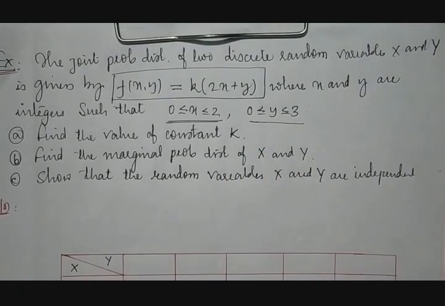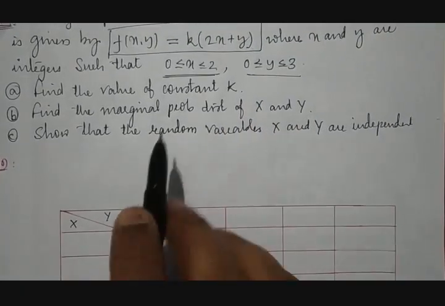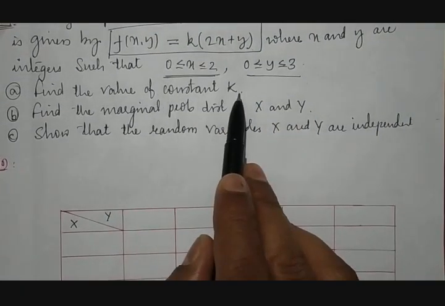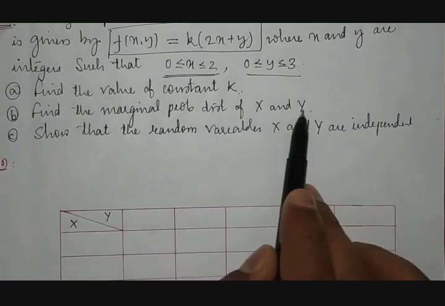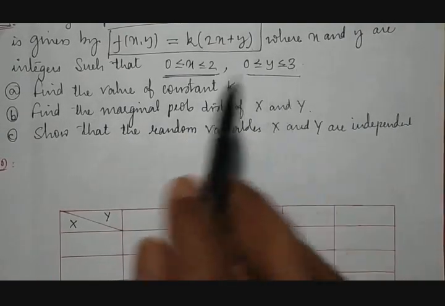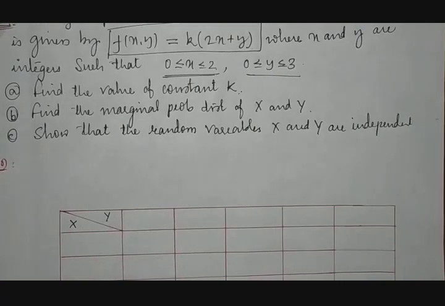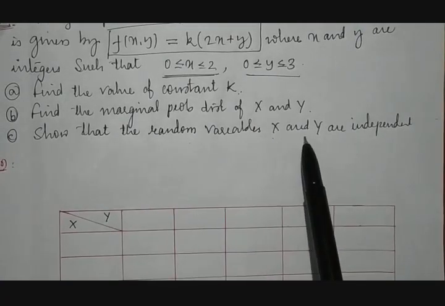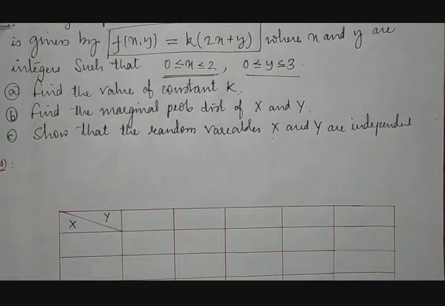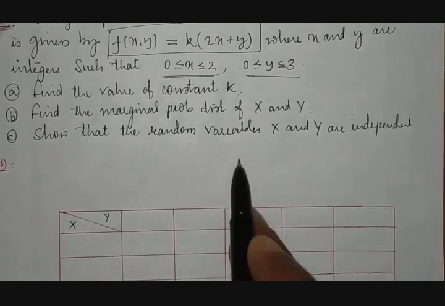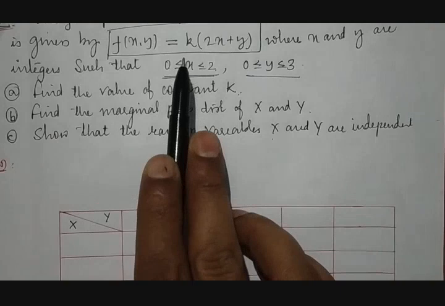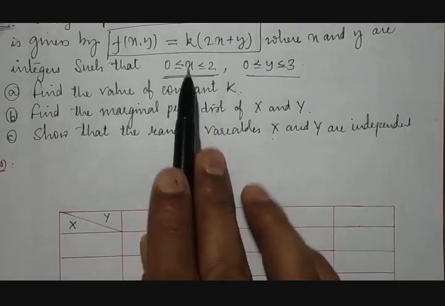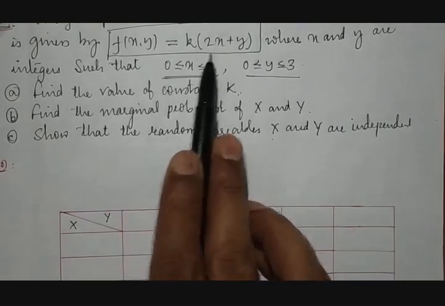Then we need to calculate the value of a constant k, then find the marginal distributions. Getting marginal distribution means what? Separate values for x and y. Then show that the random variables x and y are independent. That has to be shown. Then what to do? Very first I want to prepare a joint probability distribution because this is given.